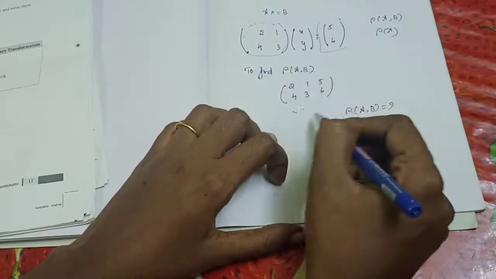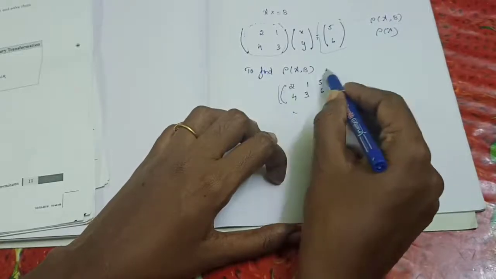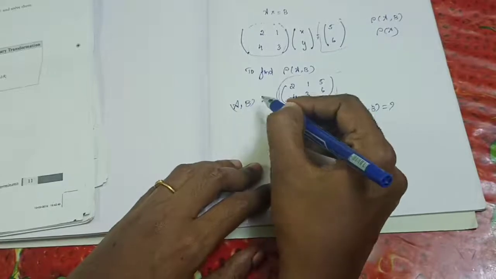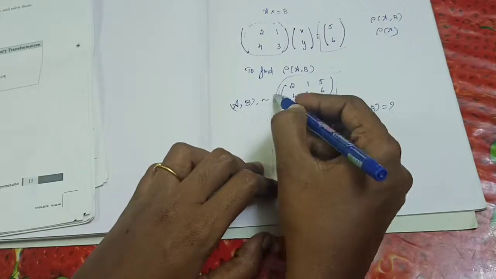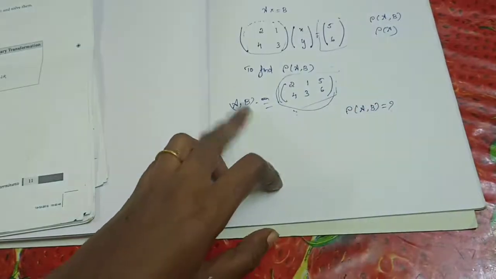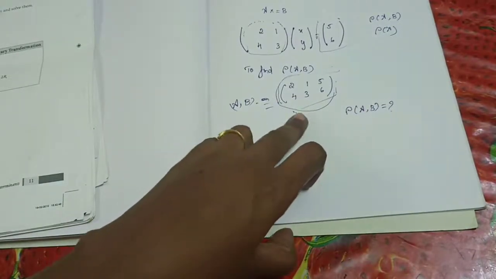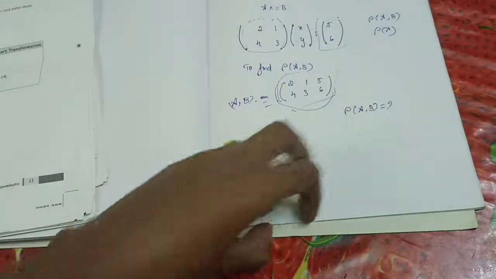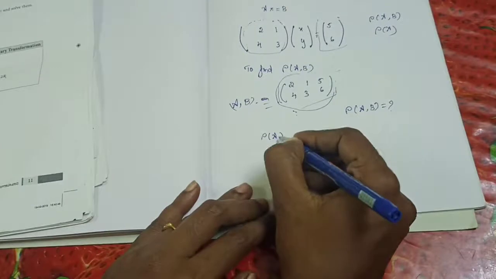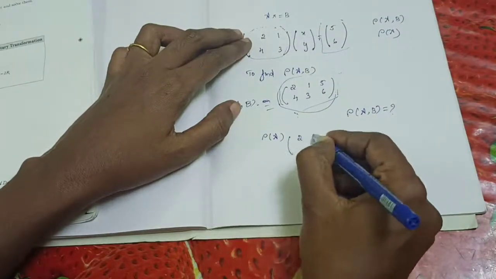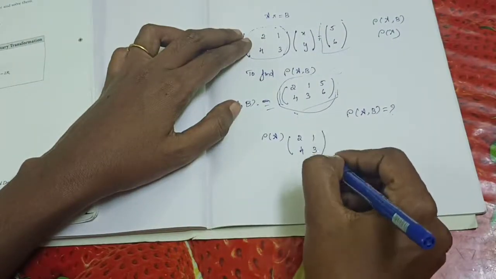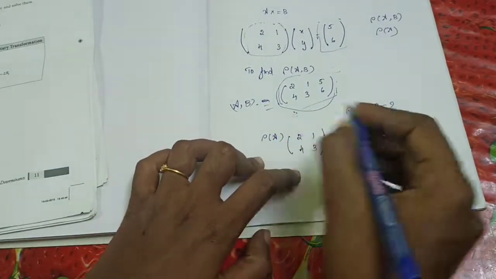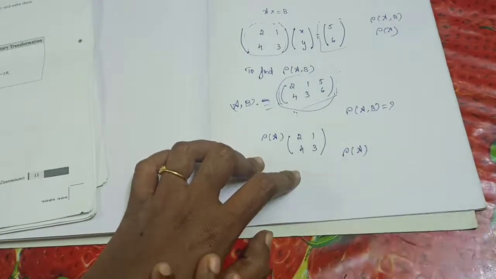You know how to find the rank of a matrix. When you find the rank of this particular matrix, that is A comma B, we call it the augmented matrix. Finding the rank of the augmented matrix, we will get one answer. Then how will you find rho of A? Only this matrix A you will take, that is 2, 1 and 4, 3. When you find the rank of this particular matrix A, we will get the value of rho of A.